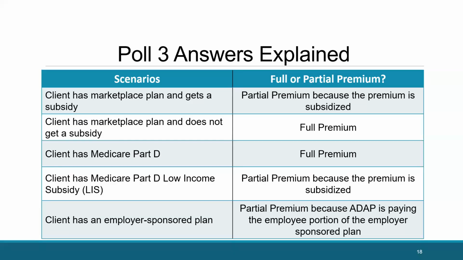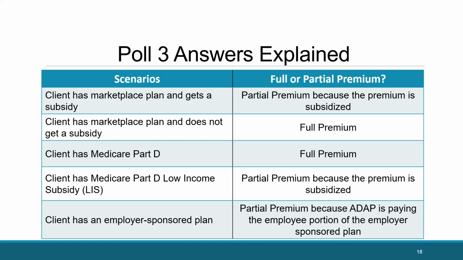Okay, so again, as I hopefully explained in the other slide, the main takeaway here is that it isn't about whether ADAP paid the entire bill. You have to know the type of plan the client has. So let's go through the answers. The first example is that the client has a marketplace plan and gets the subsidy. You should report this as a partial premium because the payment ADAP paid is subsidized.